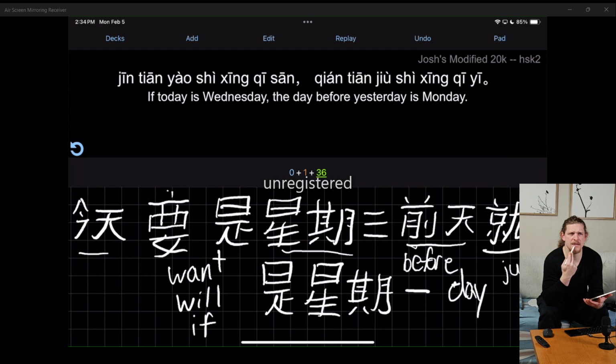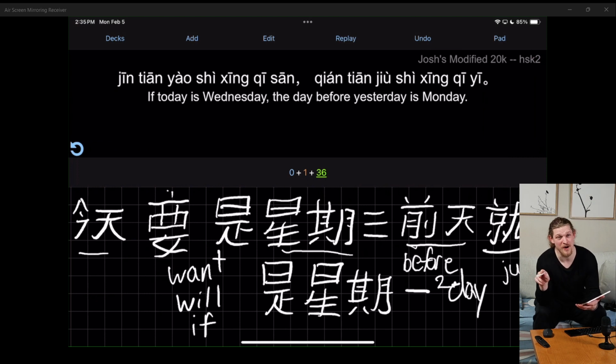The day before, yes, 前天. 昨天 is yesterday. 前天 is the day before, 2 days before. Before 2 days, that's right. So you have 昨天 is yesterday, 明天 is tomorrow, 今天 is today, and 前天 is 2 days ago, or the day before yesterday. And then you have 后天 is 2 days from now. Okay? So we have 前天 is 2 days before.